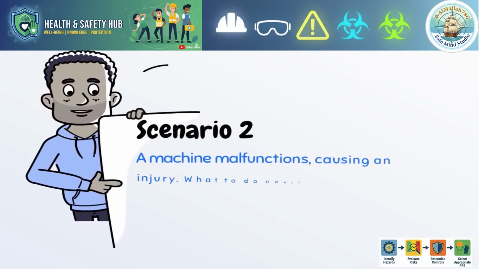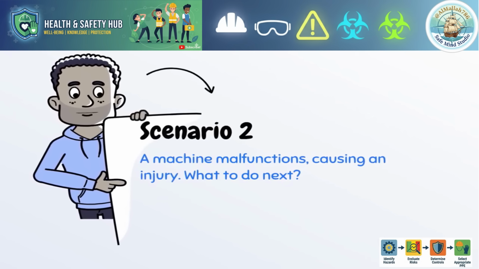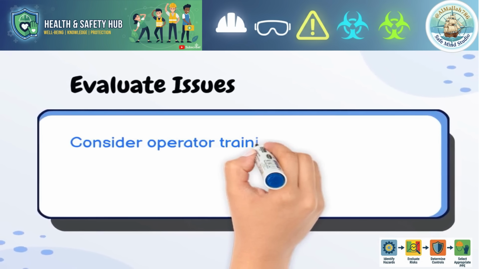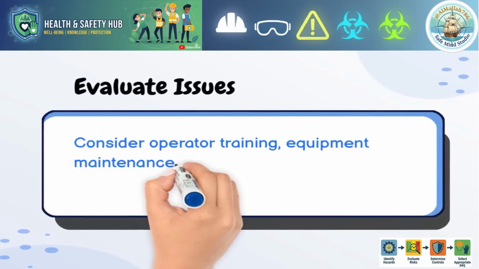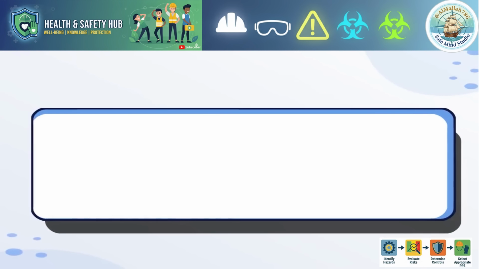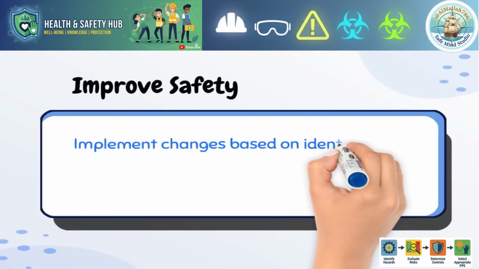In this situation, we analyze the causes of machine malfunction. Evaluate issues. Consider operator training, equipment maintenance, and procedures. Improve safety. Implement changes based on identified root causes.